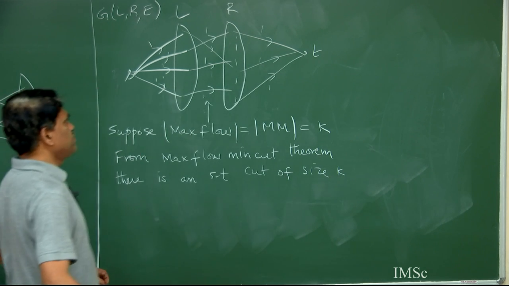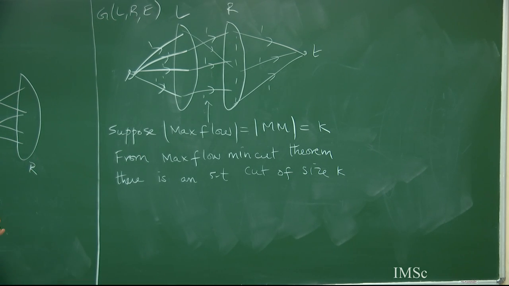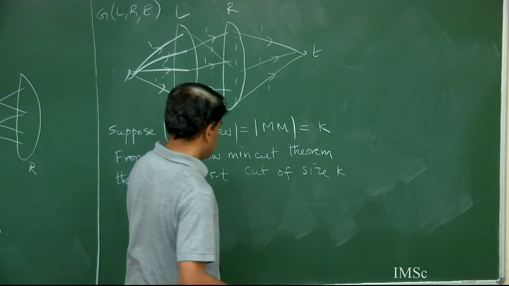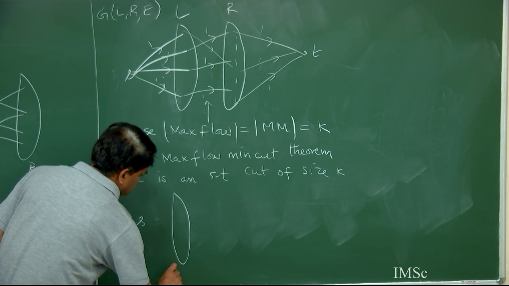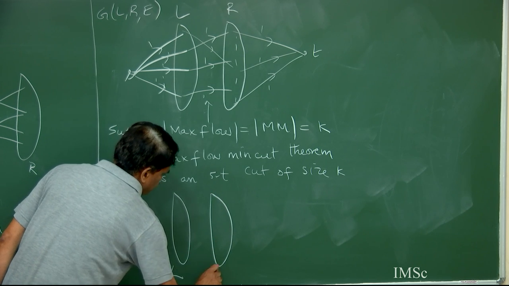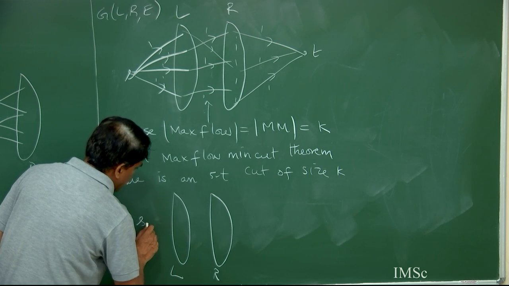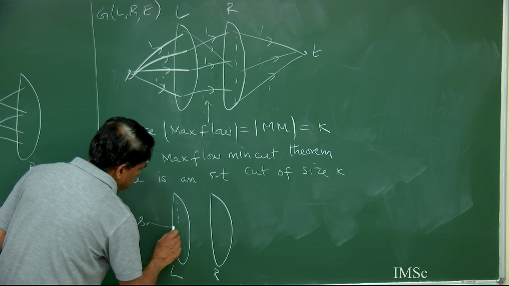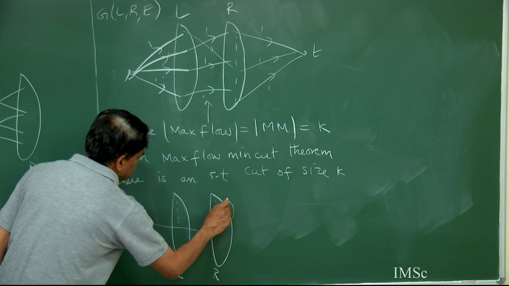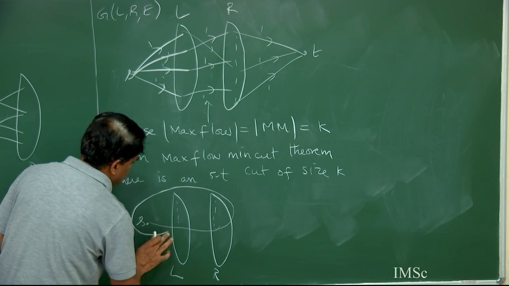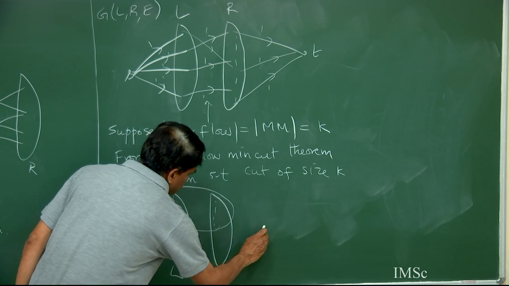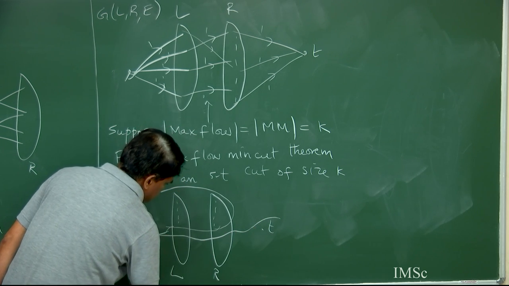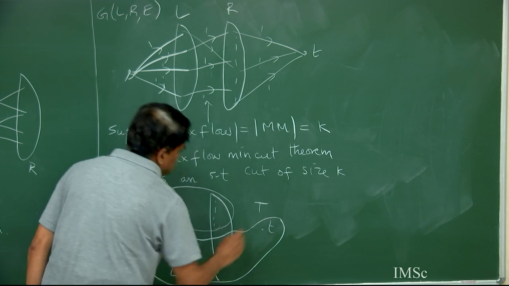an ST cut means that S is on one side and T is on the other side, right? So it's a partition of the vertex set, this whole vertex set. So what does the ST cut look like? So I have my S here. The S side of the cut will have S and some vertices from here and some vertices from here. Let's say this is S, and T will have the remaining vertices.